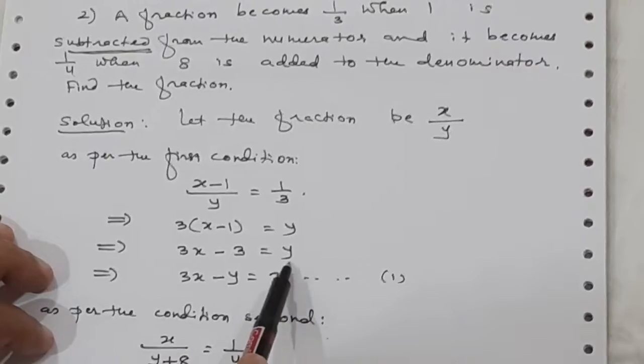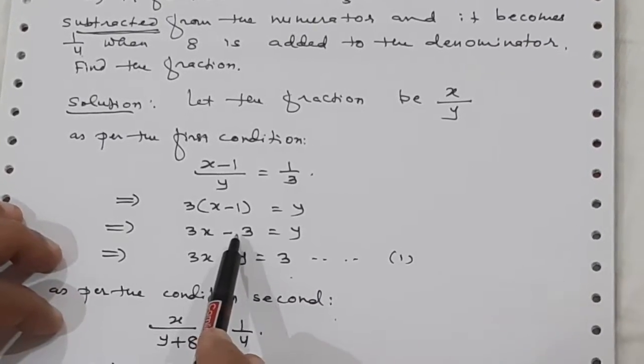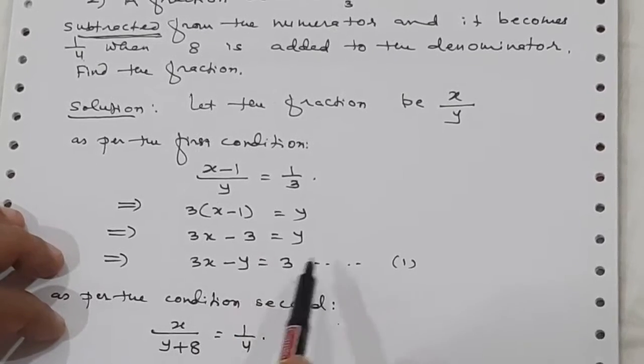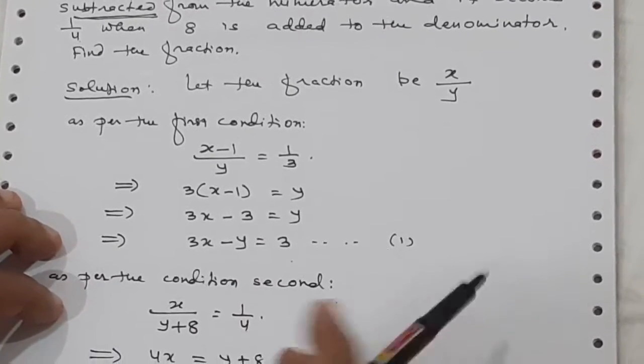Adjust the term. Take y to the left hand side. So plus y becomes minus y, and minus 3 is shifted to right hand side. It becomes plus 3. That is your equation number 1.